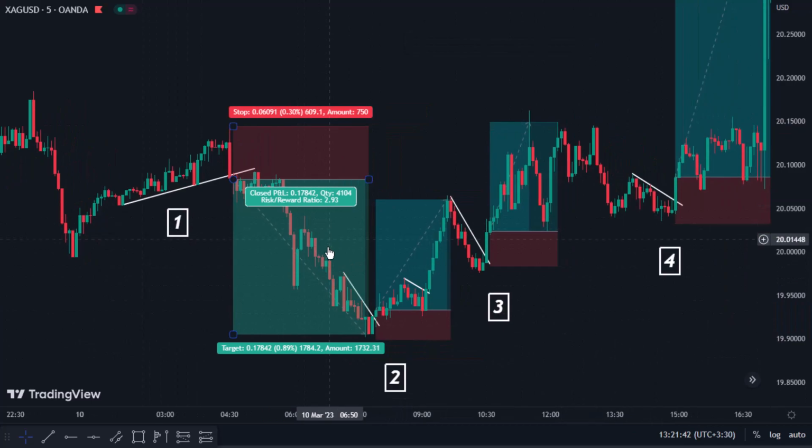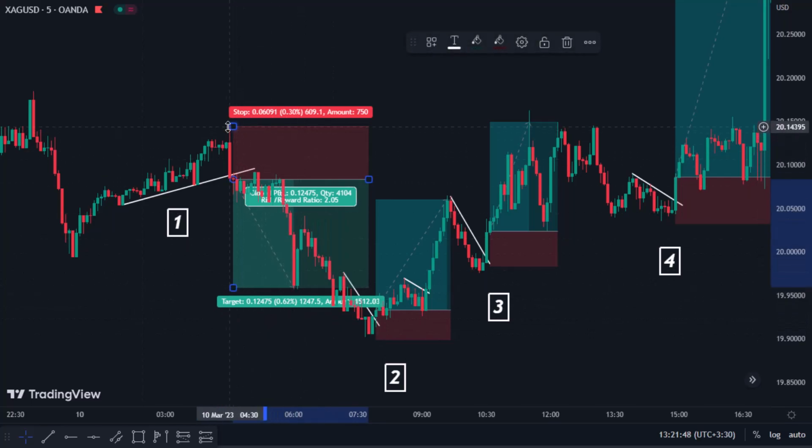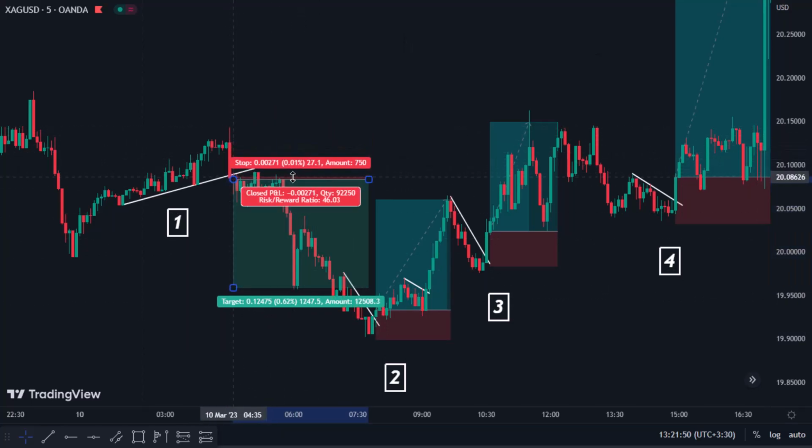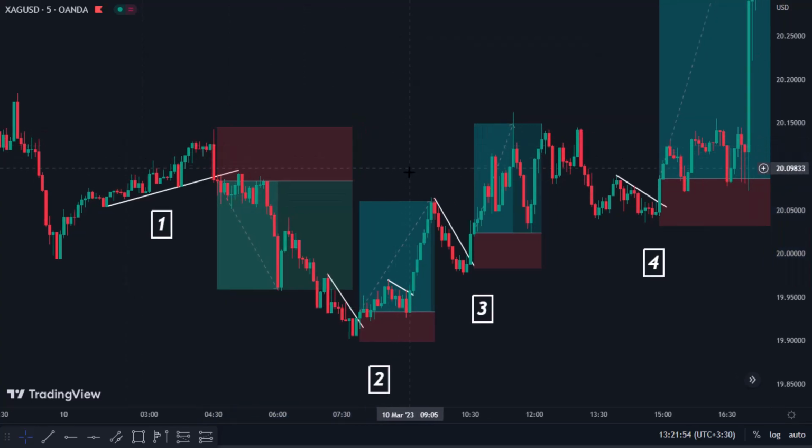But it doesn't mean you should exactly take 3 here. You can risk free your position on risk to reward 2 somewhere here. Here put your stop loss on your entry, or close all of your position.